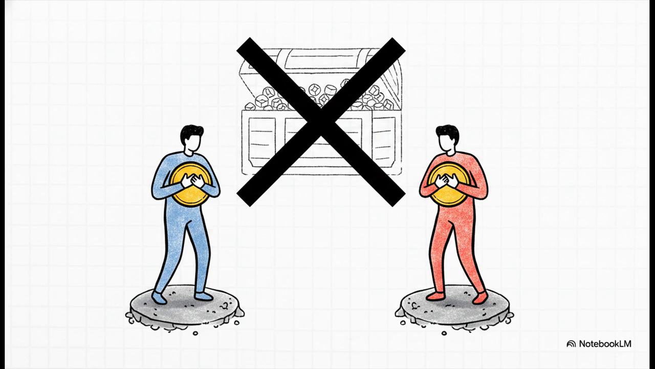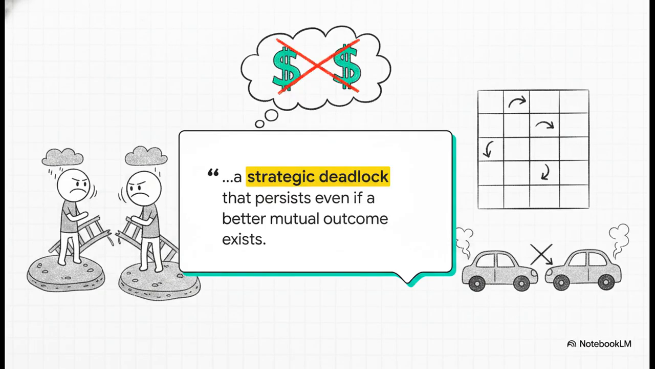It's a situation where every individual participant is acting purely and exclusively in their own self-interest. Everyone is just looking out for number one. And because of that intense focus on self-interest, they completely miss out on the mutual benefit they could have achieved if they had just cooperated. Which brings us perfectly to this incredibly powerful quote from our source material. It is a strategic deadlock that persists even if a better mutual outcome exists.